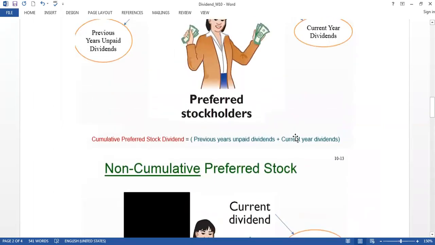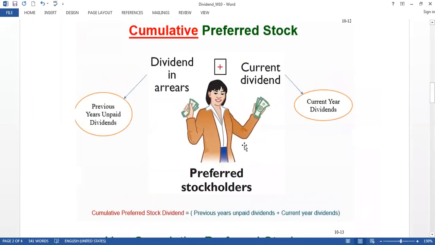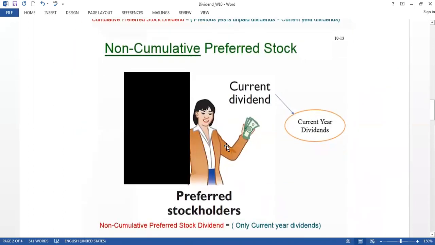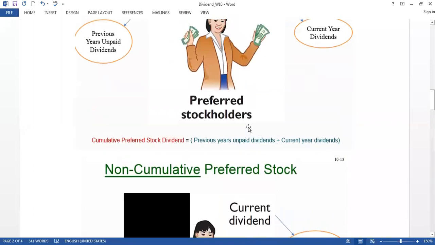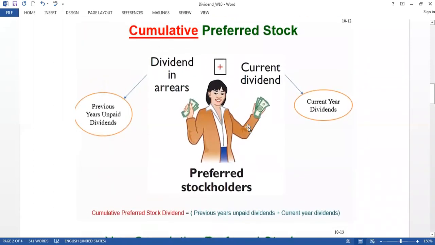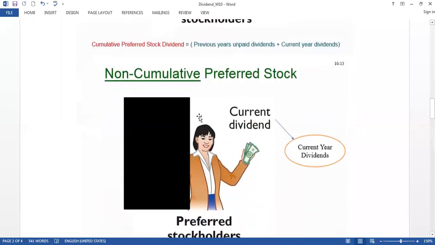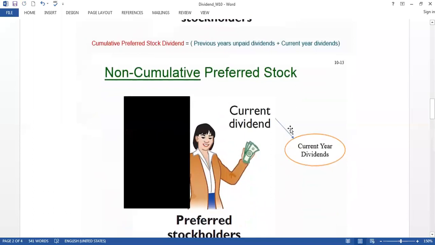So your question will tell you preferred stock cumulative or preferred stock non-cumulative. So you can remember this picture. Cumulative means it is going to add, right? Cumulative means it is going to add previous year unpaid plus current year dividend. But non-cumulative means no dividend from previous year, only current year dividend.